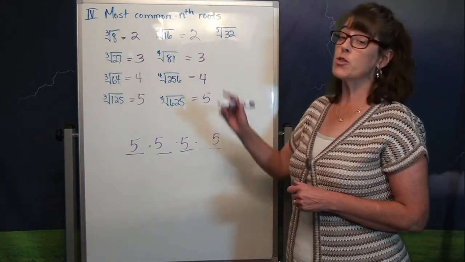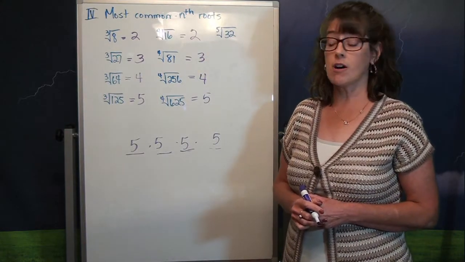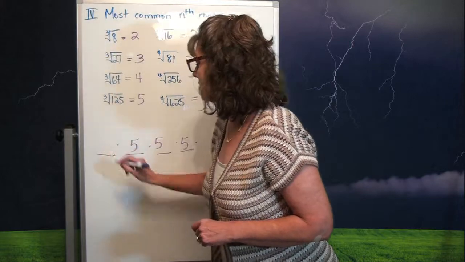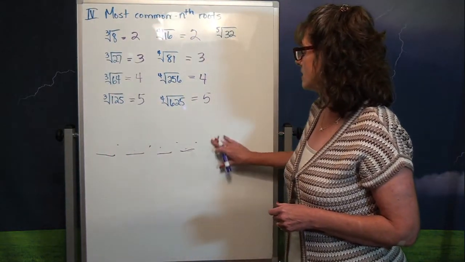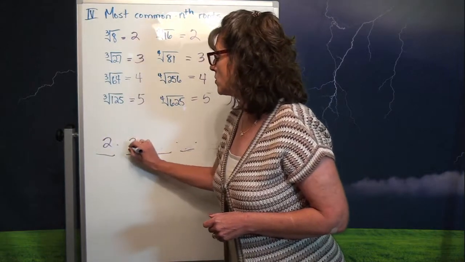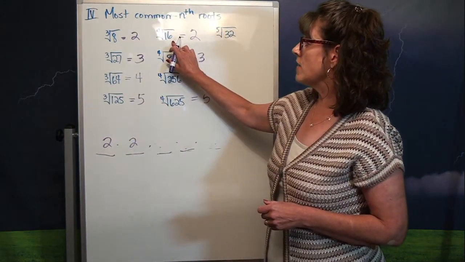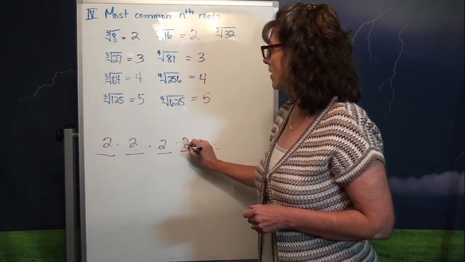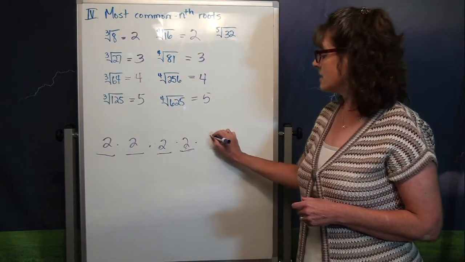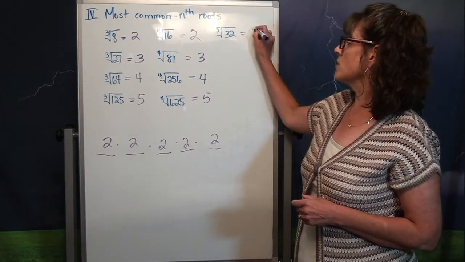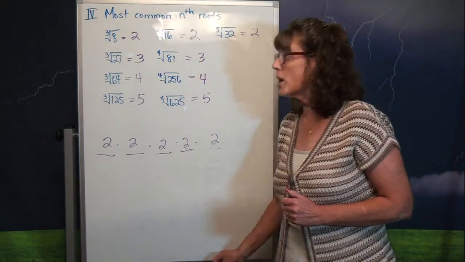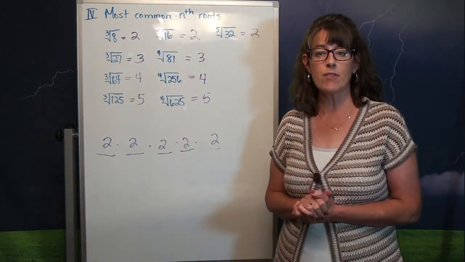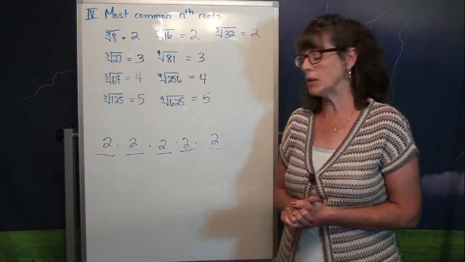Now, fifth root would indicate how many slots? Yes, 5 slots. I want the same number in all 5 slots. Let's see what happens with the 2. 2 times, now we already figured out that if we multiply 4 2's together, we get a 16. 16 times 2, yep, it's 32. And like I said, these are the more common nth roots, ones that it's a good idea to go ahead and have them memorized because they do show up a lot.